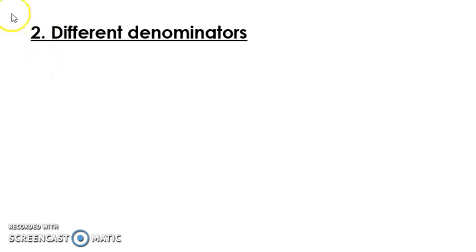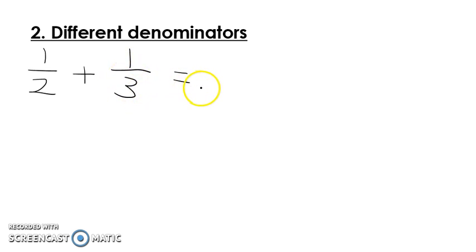Type of question number 2: different denominators. So let's use the most often used example. A half, 1 over 2, plus a third, 1 over 3. And what is that equal to? Now, these require the notion of lowest common denominator, or LCD.